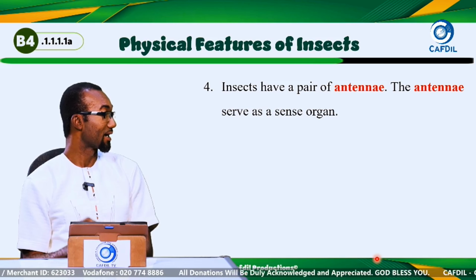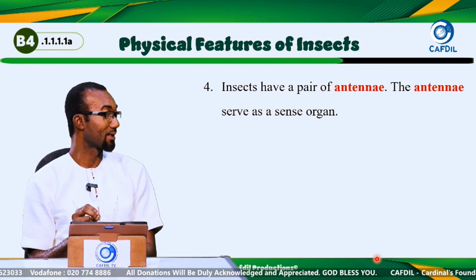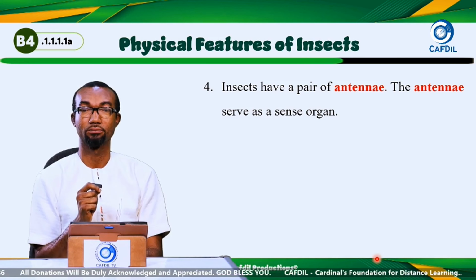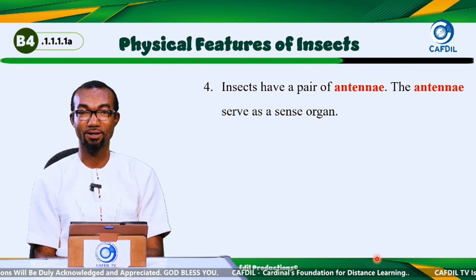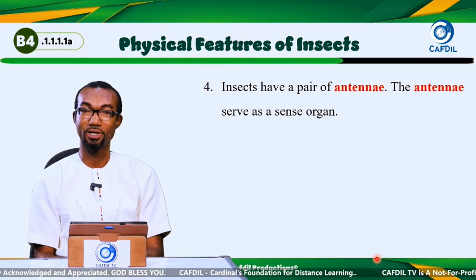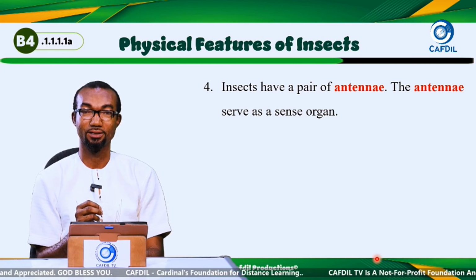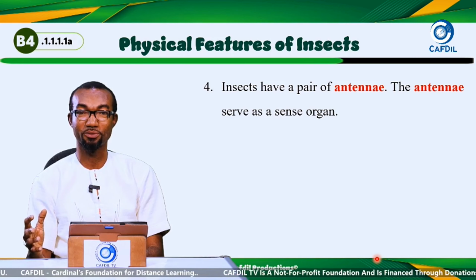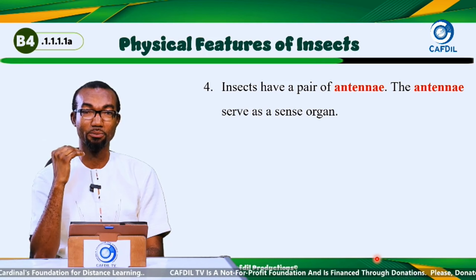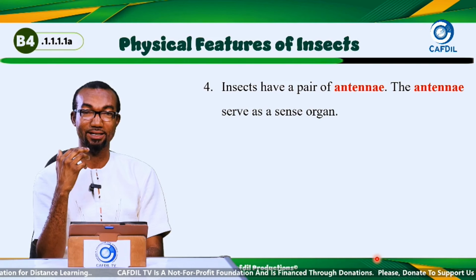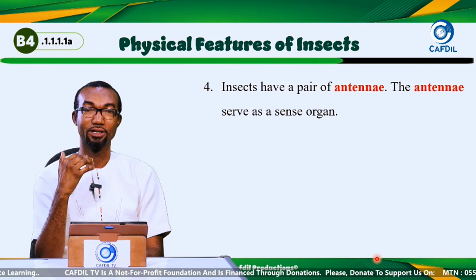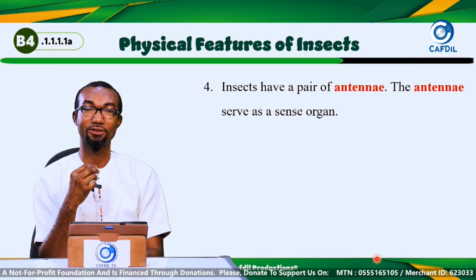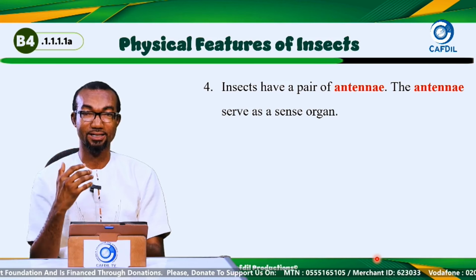The next one is that insects have a pair of antennae. The antennae serves as a sense organ. Children, how many sense organs do you have? Good. We have 5 sense organs. These sense organs help us to pick information from the environment into our brain. So we have the eye as a sense organ of the human. You have the nose, you have the tongue, you have the skin, you have the ear as sense organs.